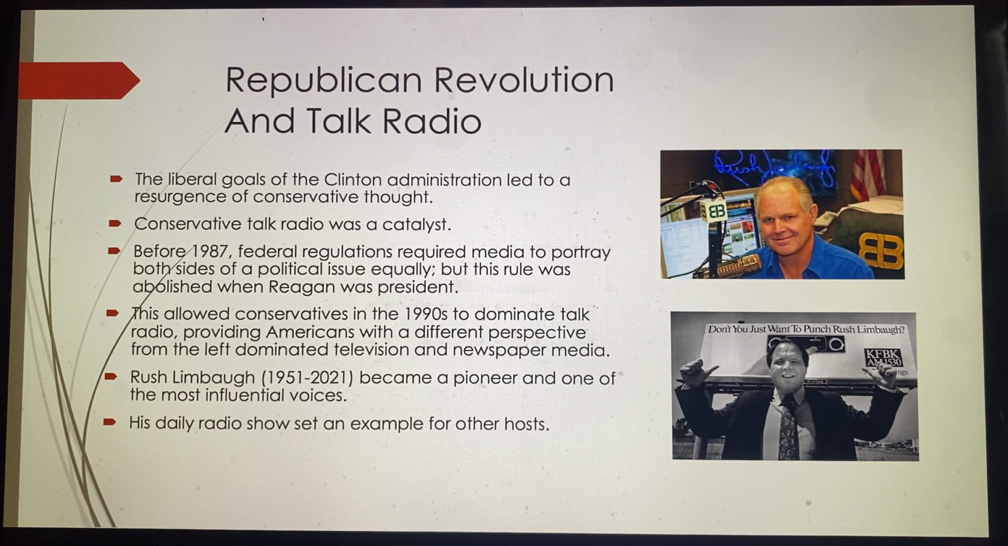So the liberals basically had dominated television and the media at this time, but now would come talk radio. Rush Limbaugh lived 1951 to 2021. He became a pioneer and one of the most influential voices in conservative talk radio. His daily radio show set an example for a lot of other hosts. So here's Rush Limbaugh. It says here, "Don't you just want to punch Limbaugh?" And there he is. Of course they would think, oh, what is he going to say? He definitely was very conservative and critical of the liberal politics.